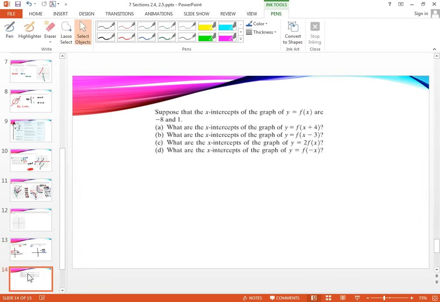All right, let's try one more. So suppose there's this function, and it has x-intercepts of -8 and 1. Okay, and I'm going to actually write it as points. So those are my x-intercepts. And I have absolutely no idea about what's going on with the rest of it, but those are my 2 points. Okay, so what happens in A? Suppose I say graph y equals f of x plus 4. What does the plus 4 do?